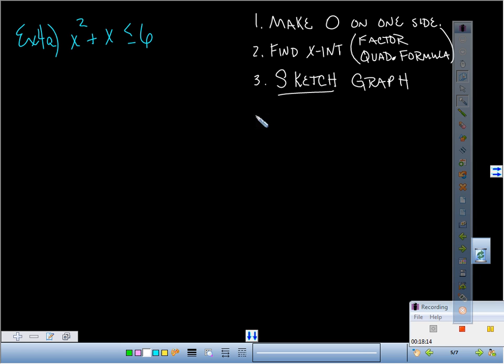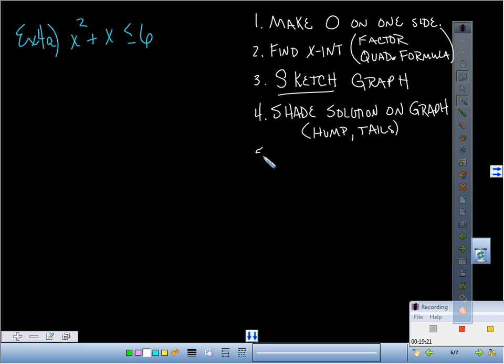Okay? All right. Here's the fourth thing you're going to do. You're going to shade the solution on the graph. Now guys, it's either going to be the hump or it's going to be the tail. And I'll show you what that means. Okay? The hump or the tail.